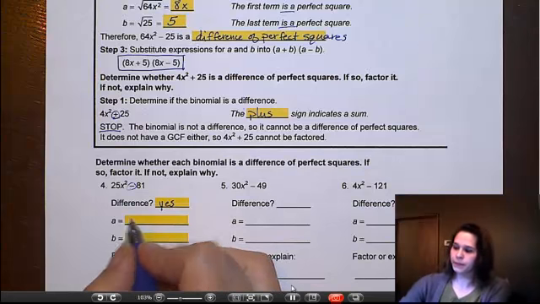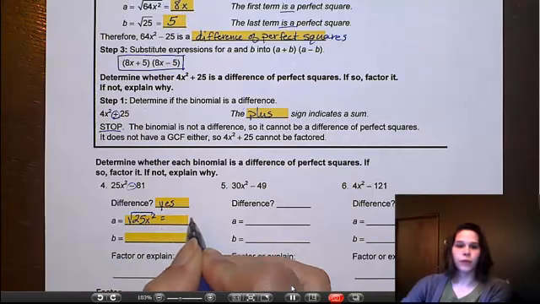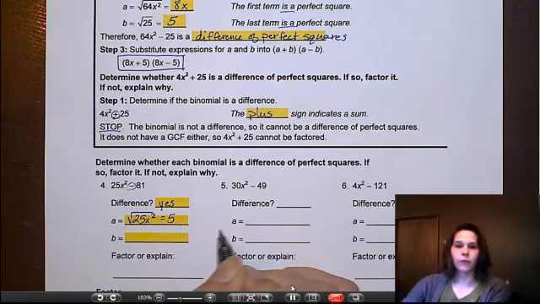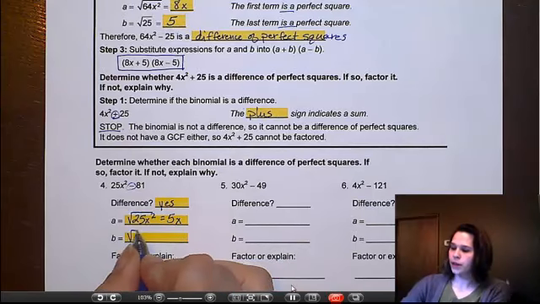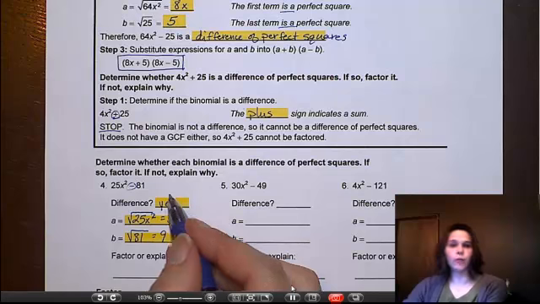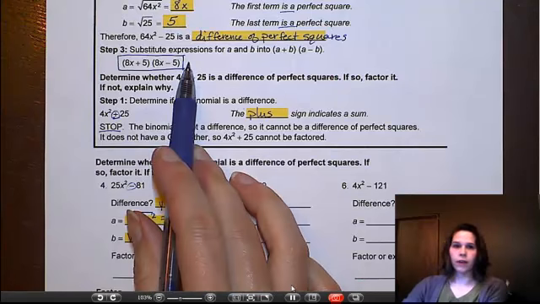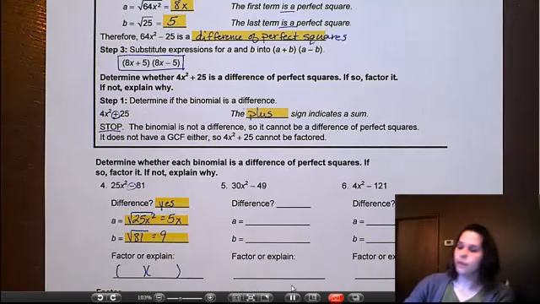My a is the square root of 25x squared. The square root of 25 is 5. The square root of x squared is x. B is the square root of 81, which is 9. And since it is a difference and they're perfect squares, like up above, I can write it into my expression. And remember, for the difference of perfect squares, I need a plus and a minus. And now I can go grab my a value of 5x, my b value of 9.